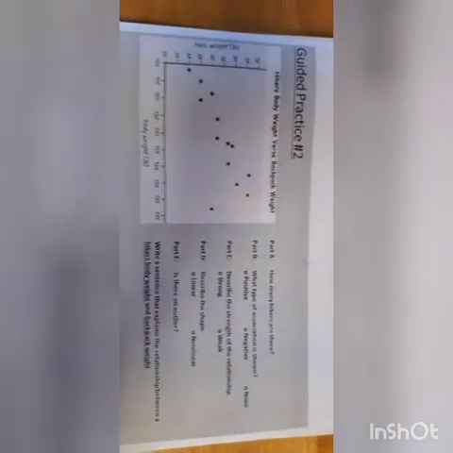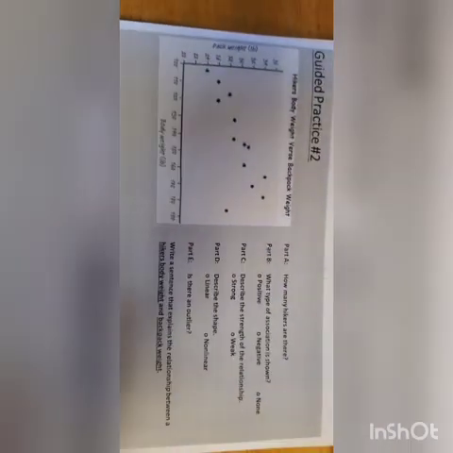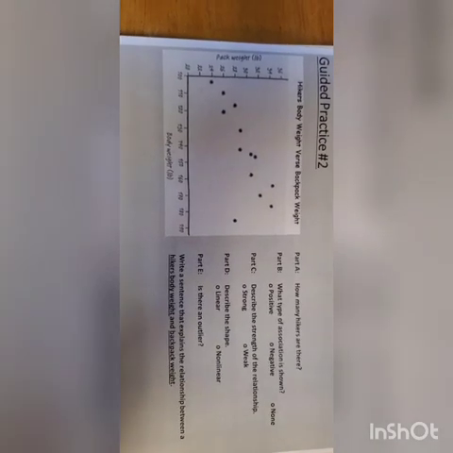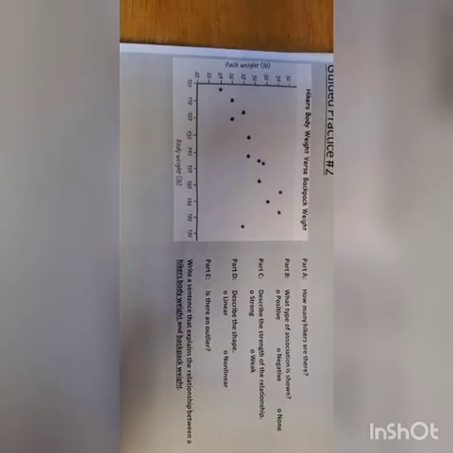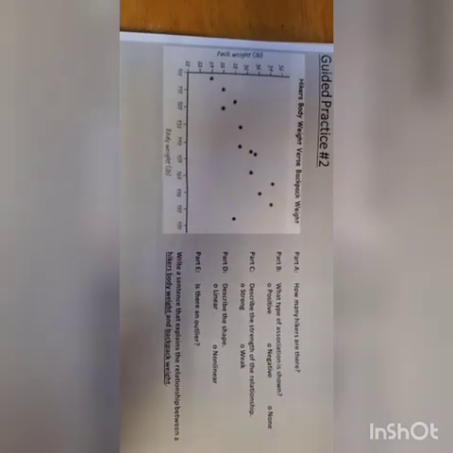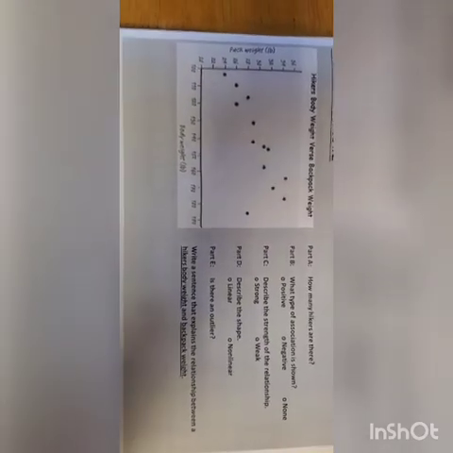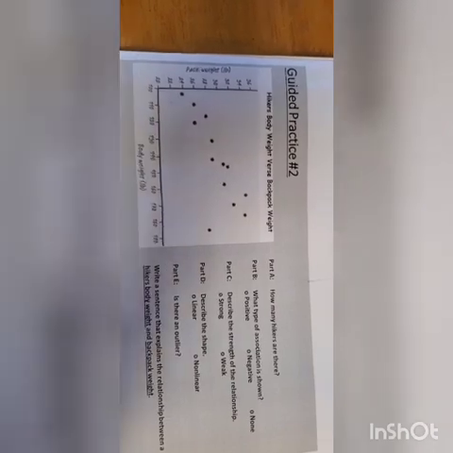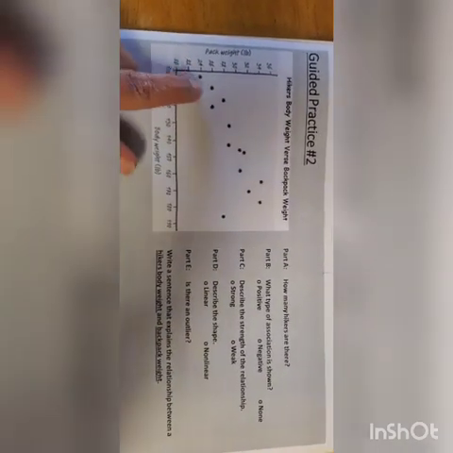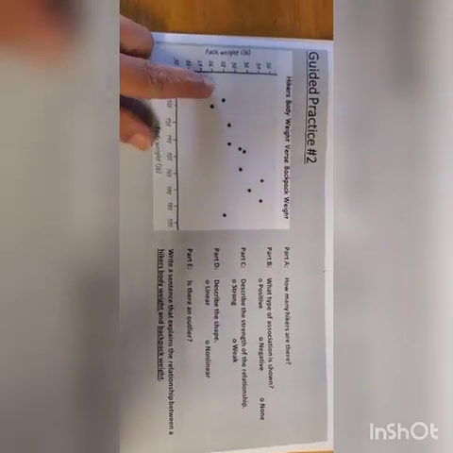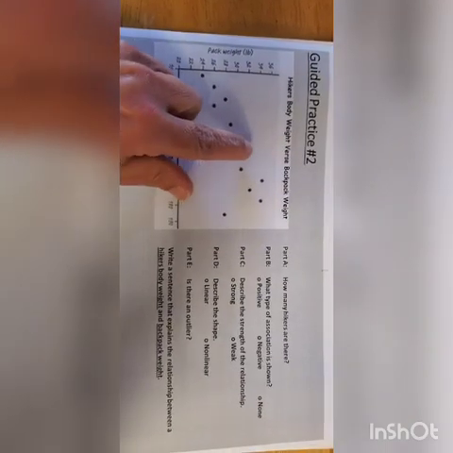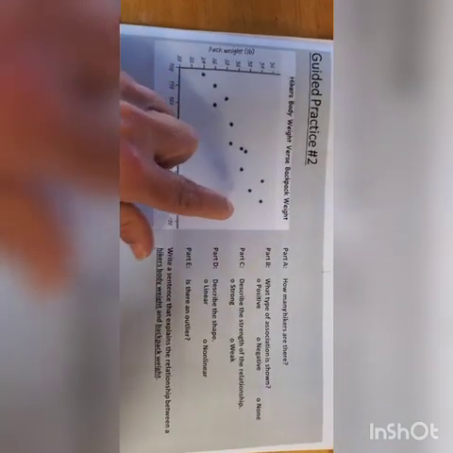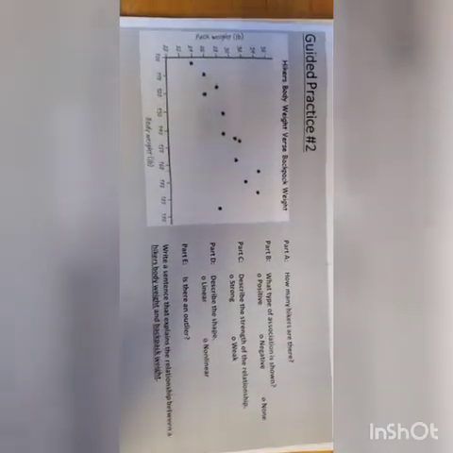Let's look at the next guided practice. This guided practice is hiker's body weight versus backpack weight. Now, when we look at this graph, it asks how many hikers there were, and that's just going to be how many points that we have. 1, 2, 3, 4, 5, 6, 7, 8, 9, 10, 11, 12, 13. So it looks like we have 13 pieces of data.